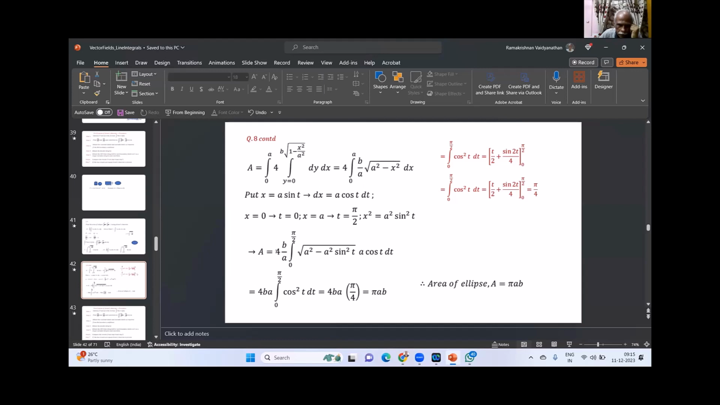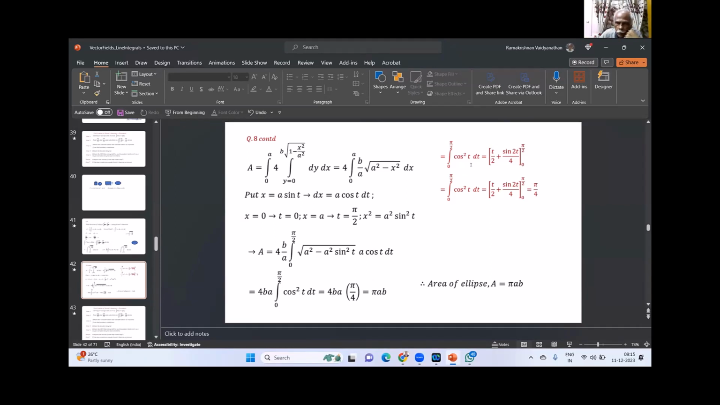Therefore the area is 4 times b by a, root of a squared minus a squared sin squared t, into dx, which is a cos t dt. And root of a squared is a. I take that a outside, and there is another a, which I also take outside. Therefore it becomes 4 times ba, a squared by a is a. Therefore 4ba times the integral from 0 to pi by 2 of cos squared t dt.